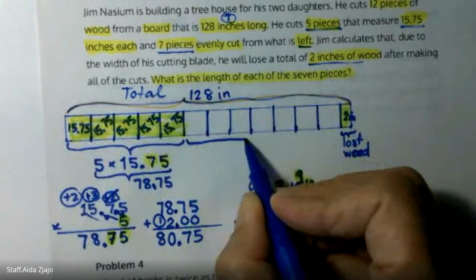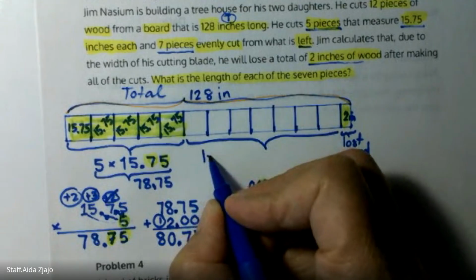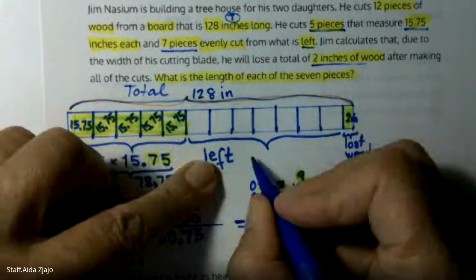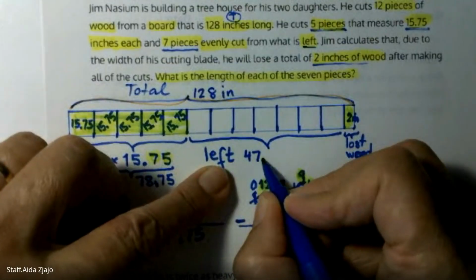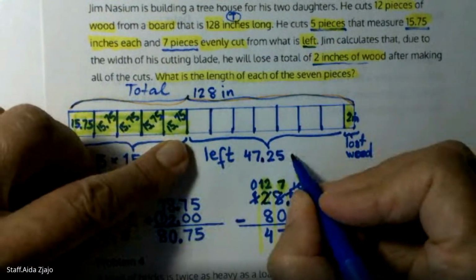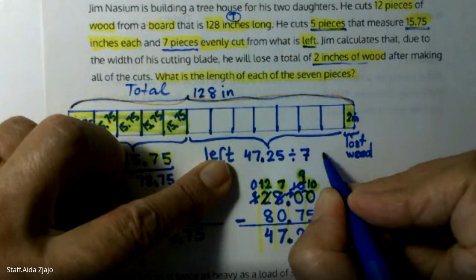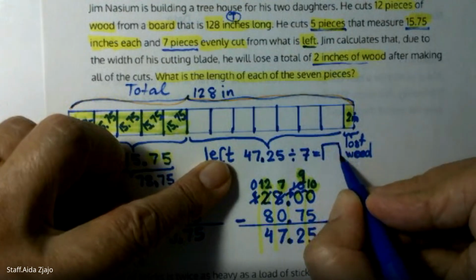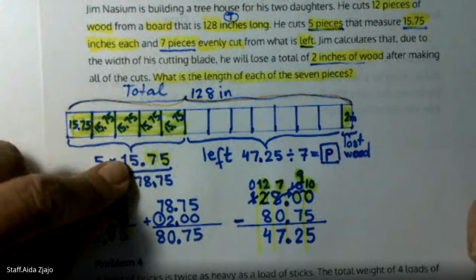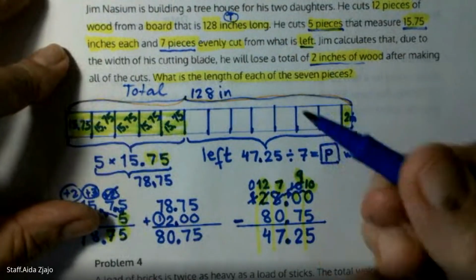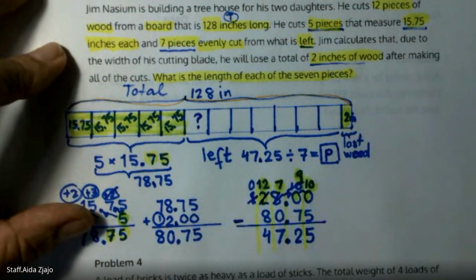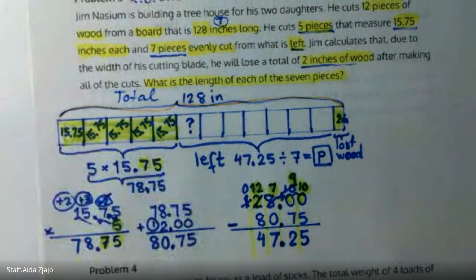So this is what is left, and it is 47 and 25 hundredths. So we needed to divide that into 7 pieces to find how much is 1 piece. I will put P for piece. So that would be your unknown variable. So we have put question mark right there. So we don't know how much is one of these 7 pieces.